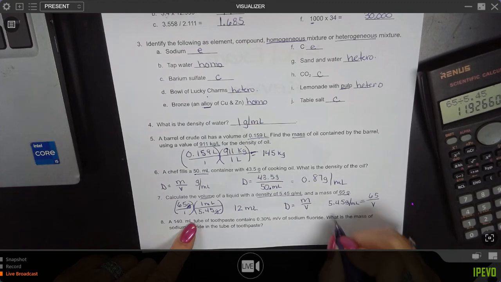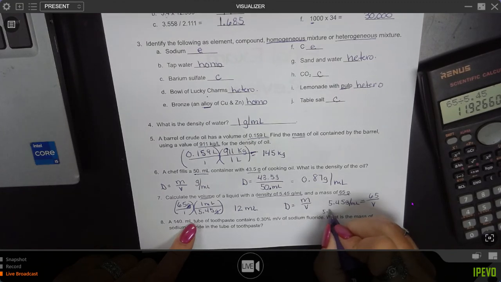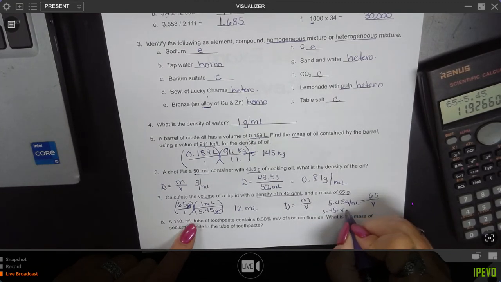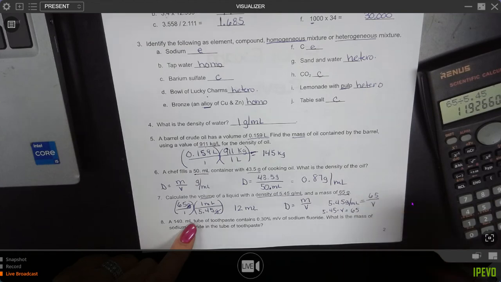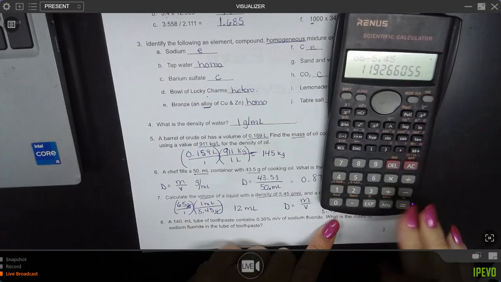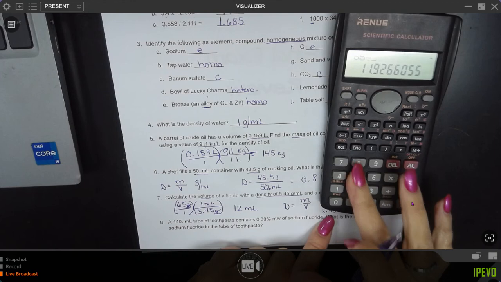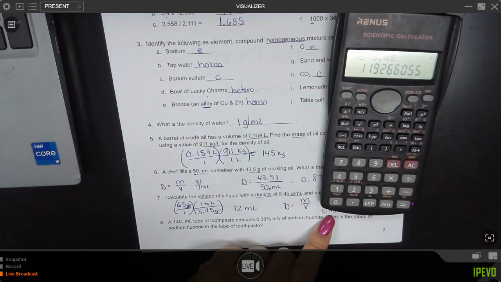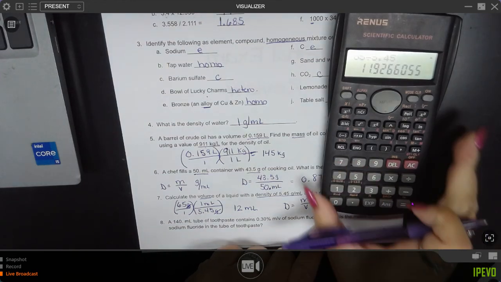So I would do 5.45 times the volume is 65. And I divide both sides. I would do 65 divided by 5.45. And I would get the same number. Okay, so you can do that either way.